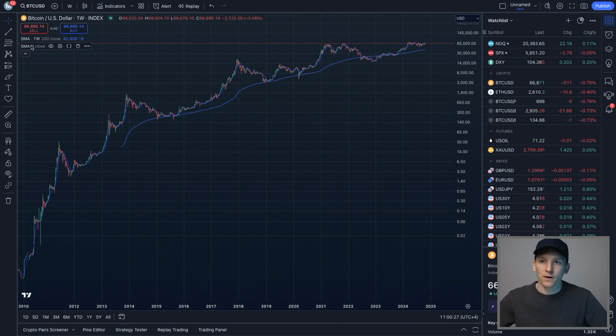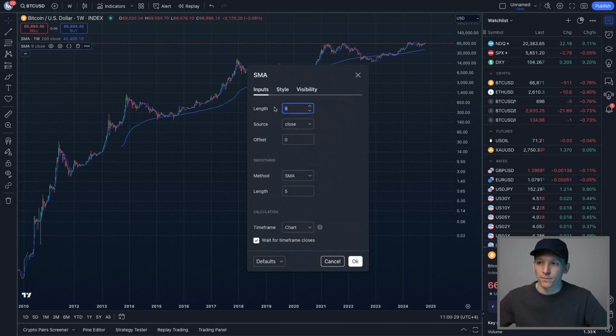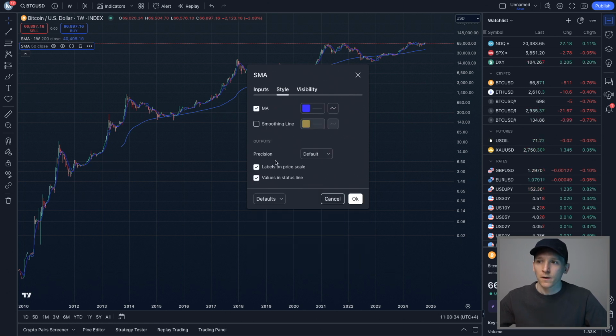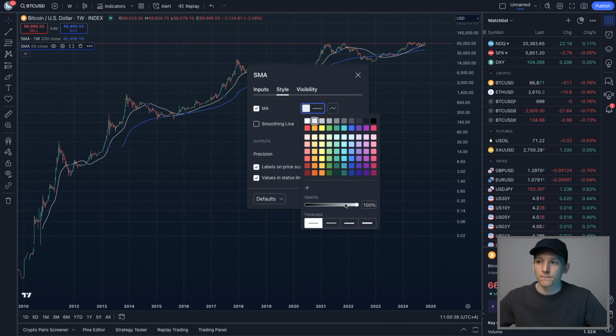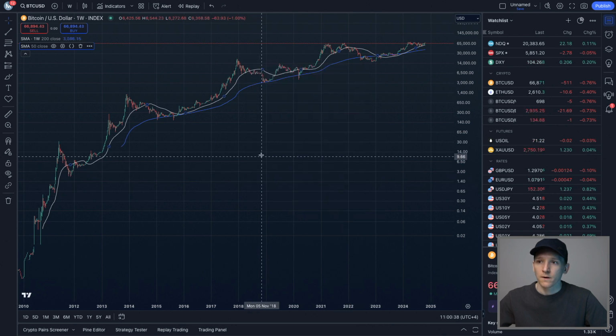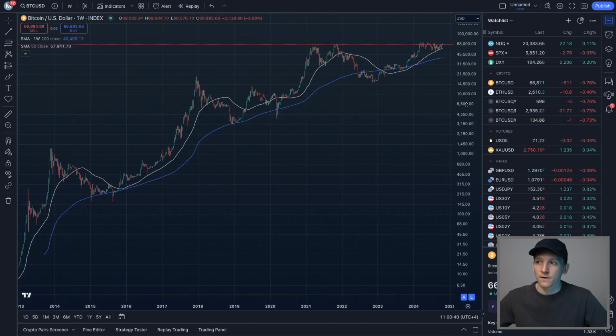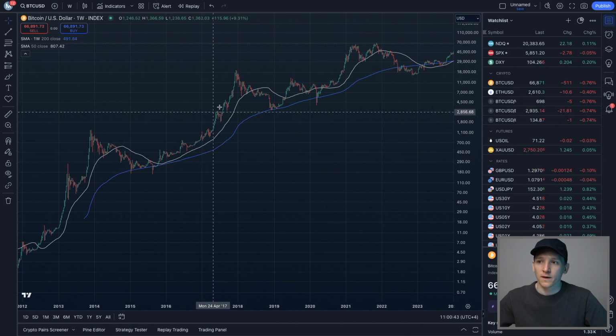Now we're going to go to the other one and we're going to put a 50 period moving average on here. And we're going to do week as well. So I'll just leave it on chart. Just change the style here to something else. Okay, so we're going to press OK. So what can we see here? So what we can see is that we have the price of Bitcoin, the candlesticks here.